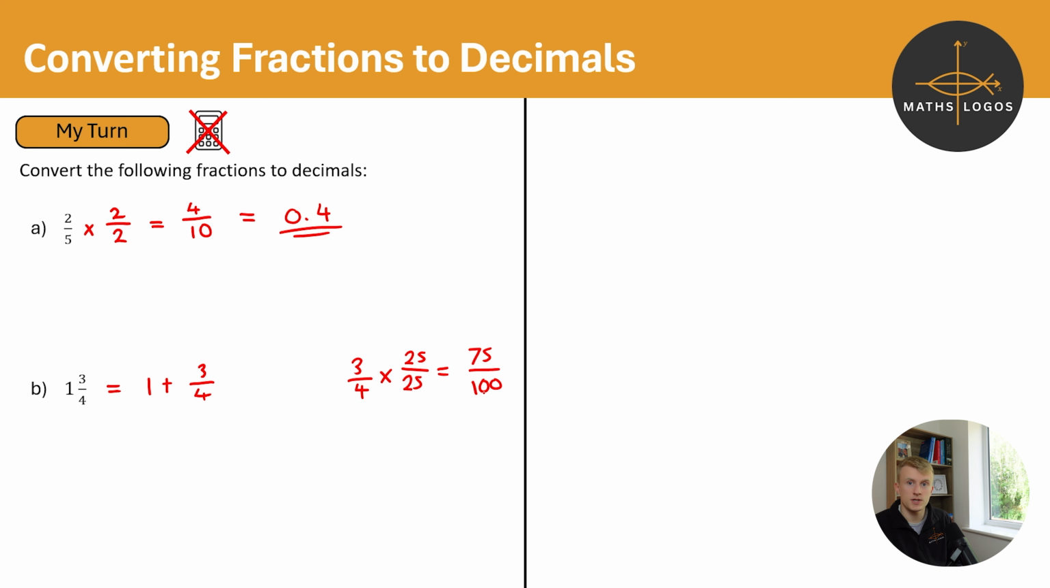So I've turned 3/4 into a decimal fraction, and I can now simply use place value. I can say that 3/4 is equal to 0.75. So coming back to our 1 and 3/4, we know that 1 and 3/4 is the same as 1 add 0.75, and that gives us 1.75 as our decimal.